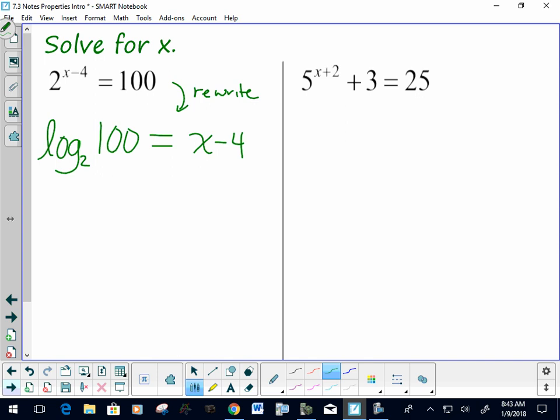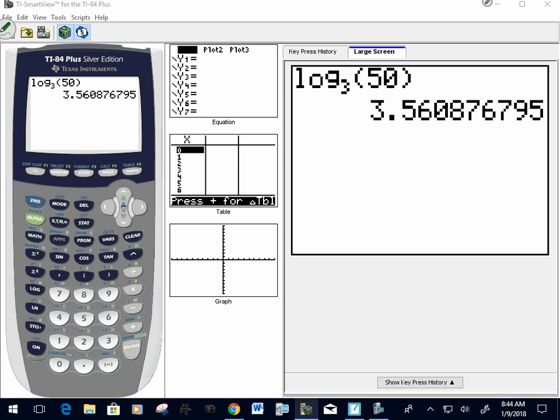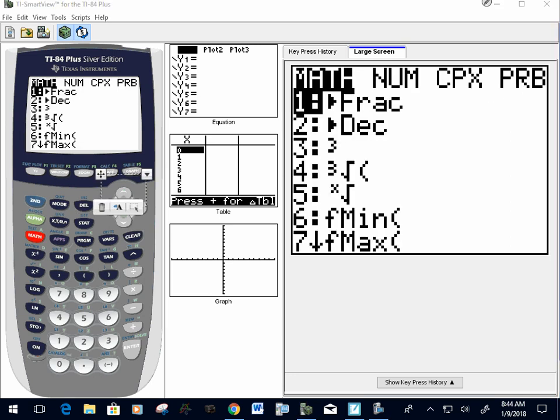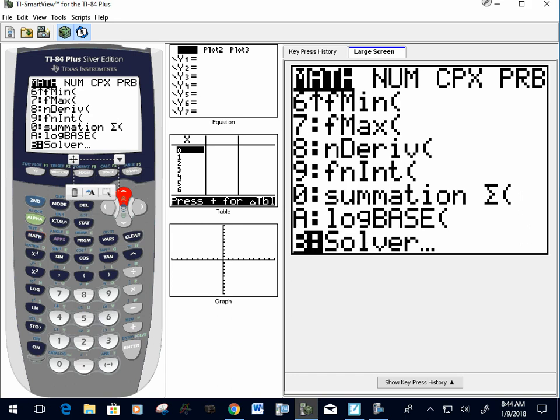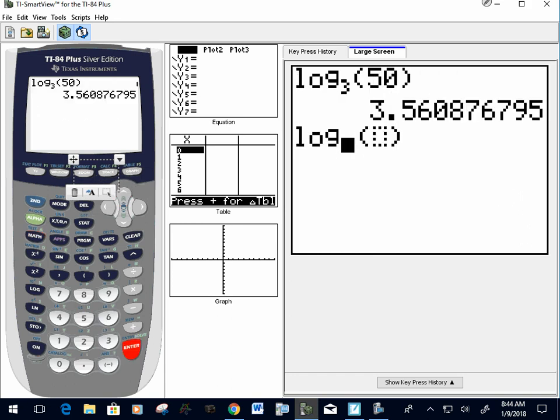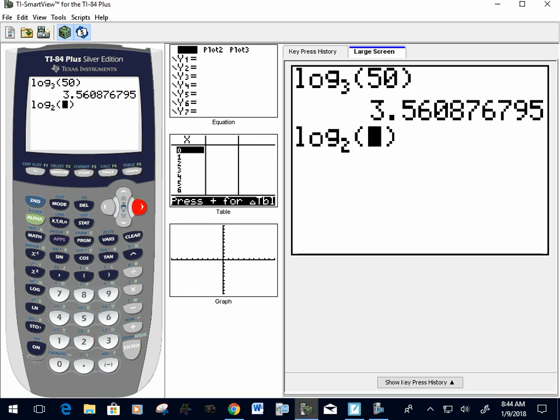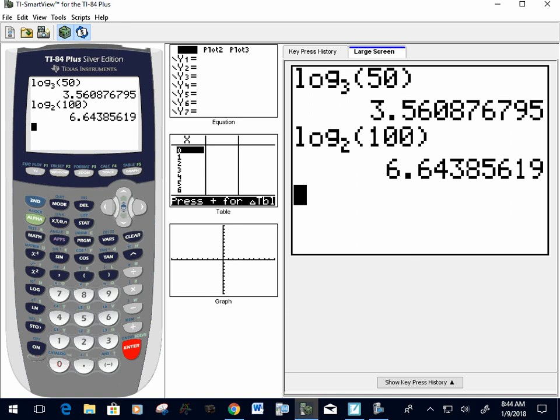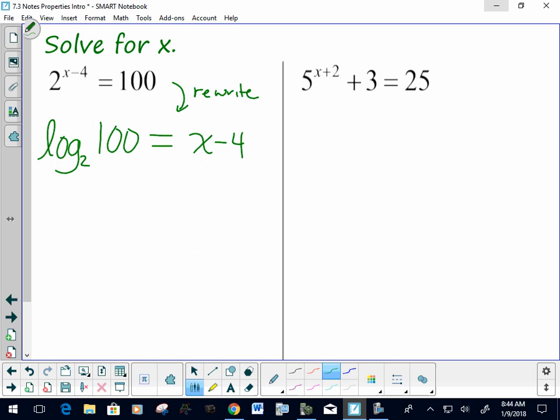So again, the calculator can help us figure out what log base 2 of 100 is. We'll use that math button. Scroll up to that log base, and we'll put in base 2 of 100. And we get 6.644. And that's equal to x minus 4.